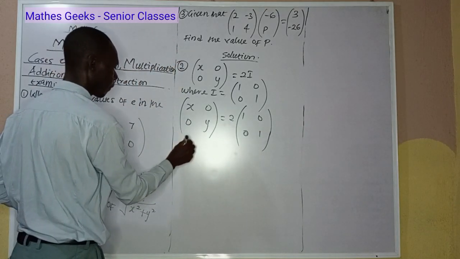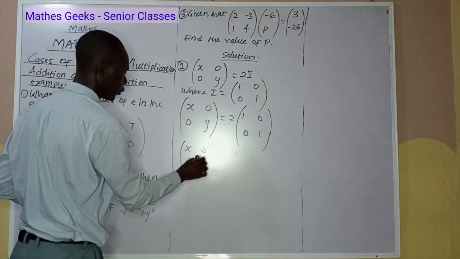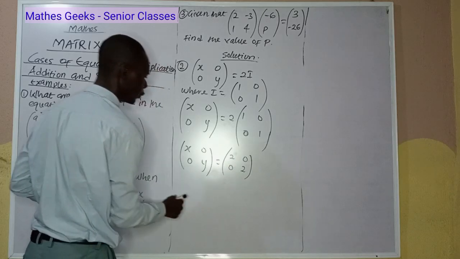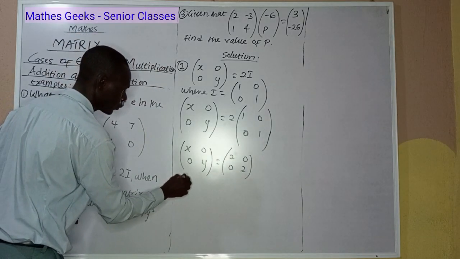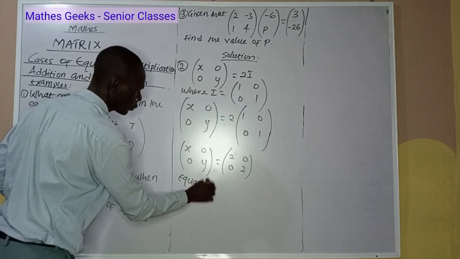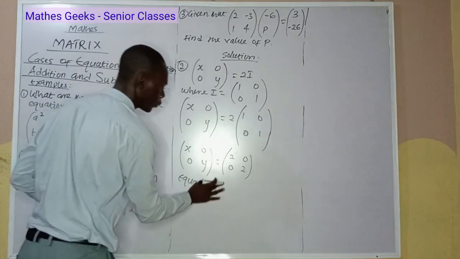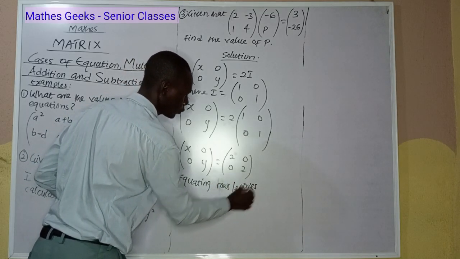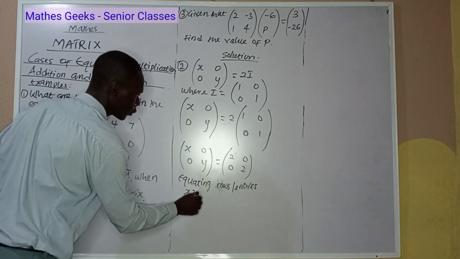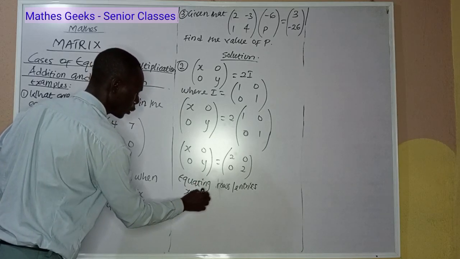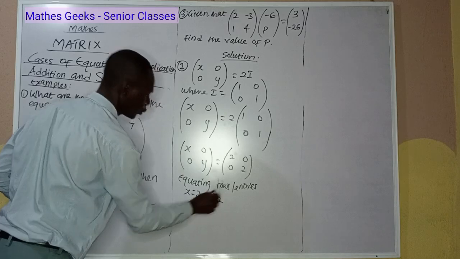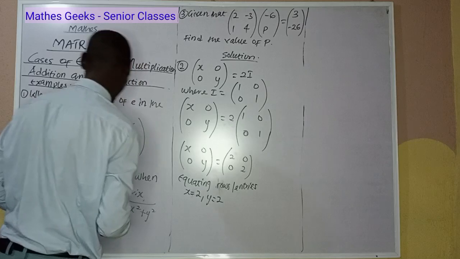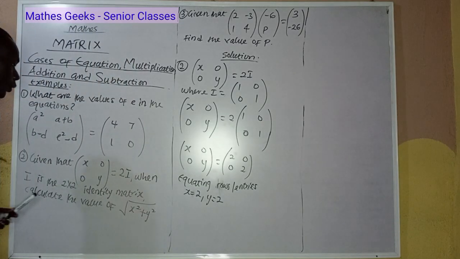So x, 0, 0, y equals 2, 0, 0, 2. Equating rows or entries, we then have x equals 2 and y is equal to 2. But we're not stopping here because we were told to calculate this.